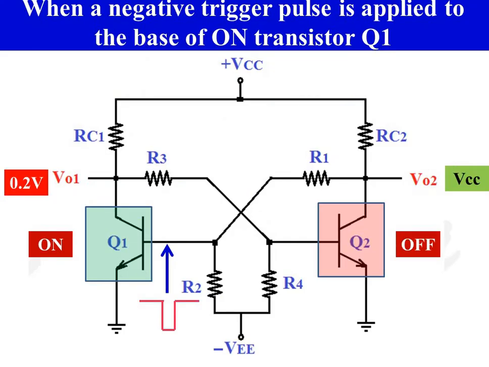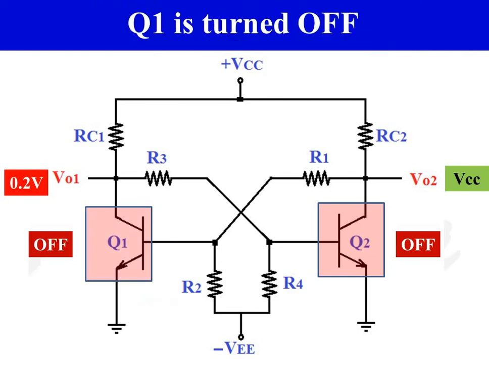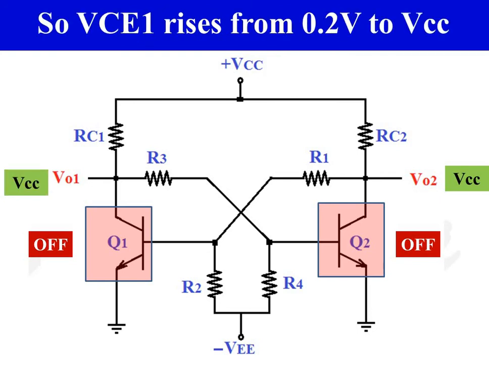So now we are going to apply a negative trigger pulse to the base of the on transistor Q1. When a negative trigger pulse of very short duration is applied to the base of the on transistor Q1, the transistor Q1 is turned off. As transistor Q1 is turned off, its collector voltage rises from 0.2 to plus VCC.